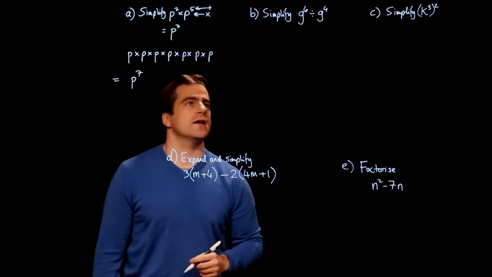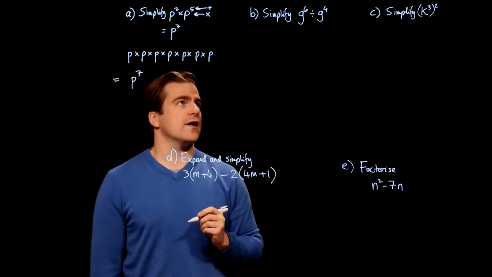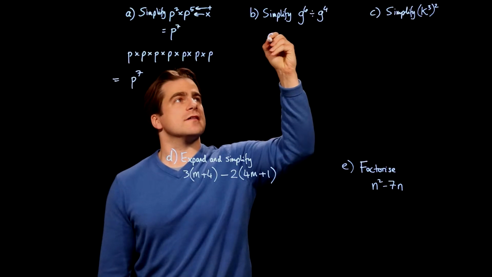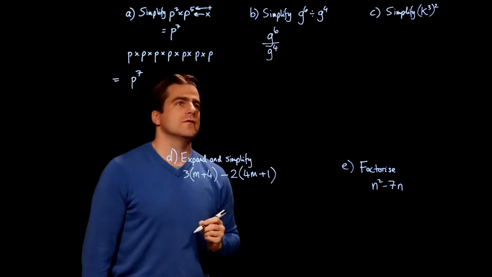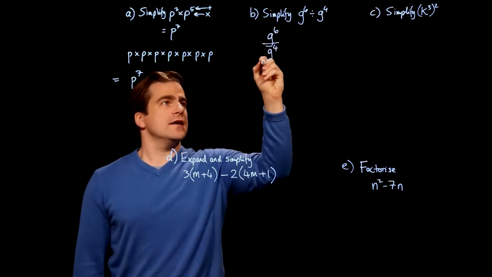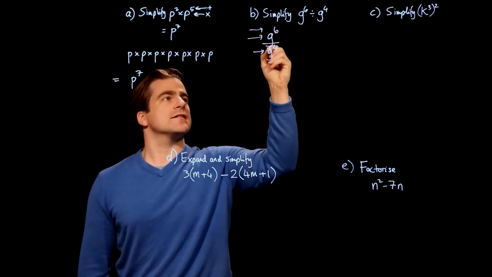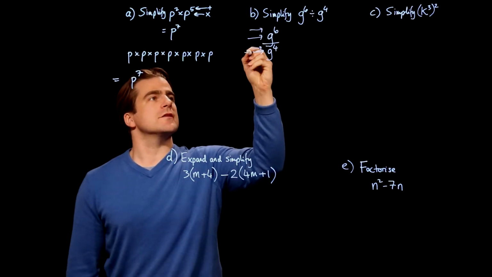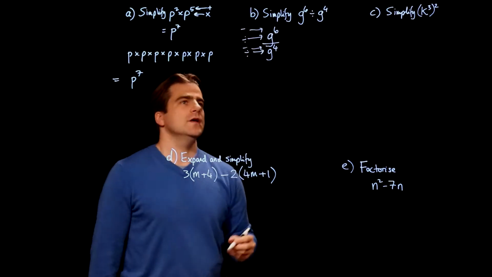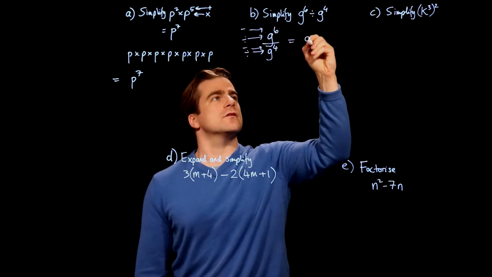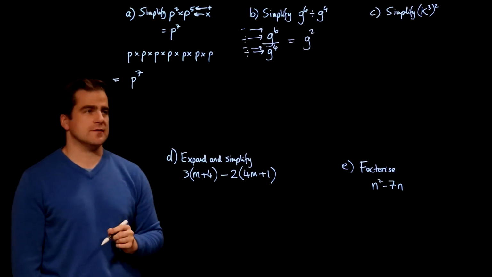Okay, B. Simplify g to the 6 divided by g to the 4. Okay, you don't need the divide symbol, that's for amateurs. At GCSE, write it like this: g to the 6 over g to the 4. Right? Now when you divide these, you have to subtract these. So 6 minus 4 is 2. G to the 6 over g to the 4 is g squared.